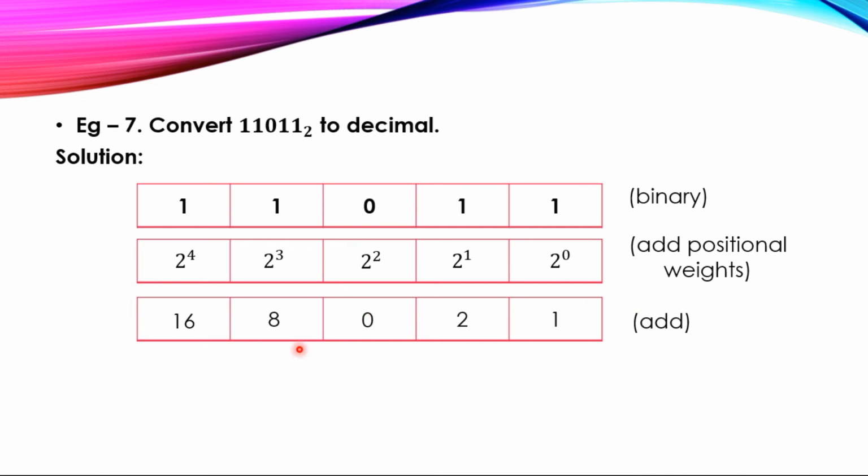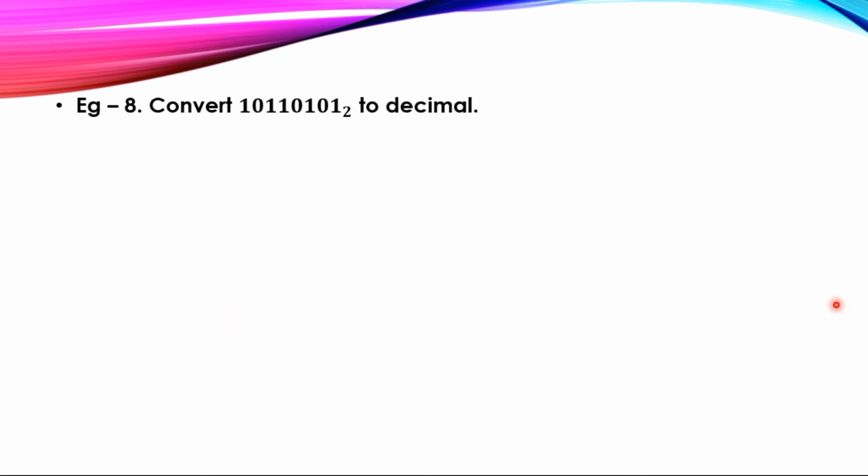Now you have to add all these numbers. So the addition is 27 to the base 10. It means 11011 to the base 2 is equal to 27 in decimal. We will see one more example.